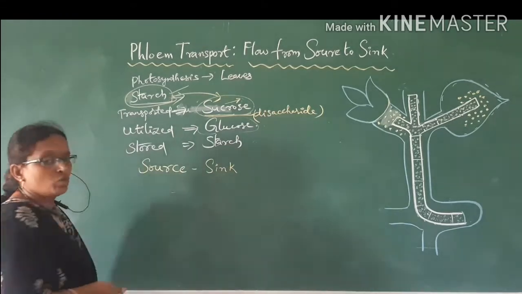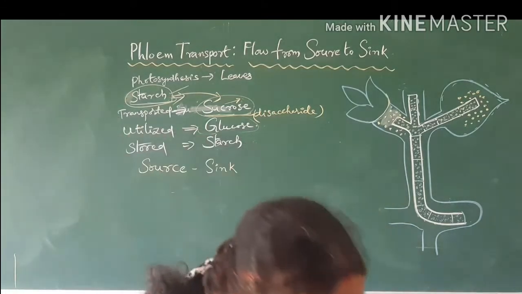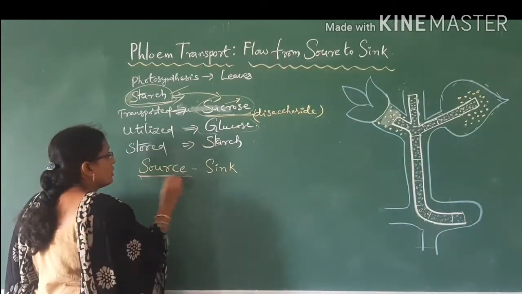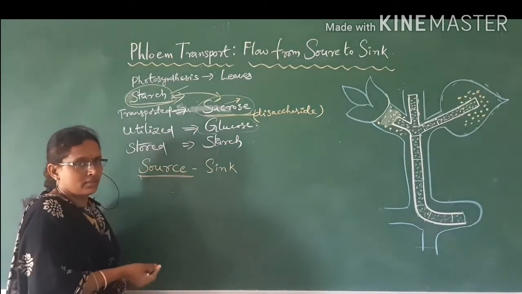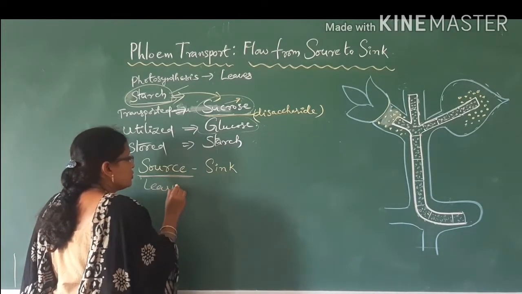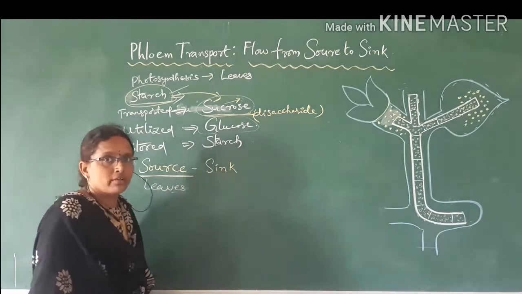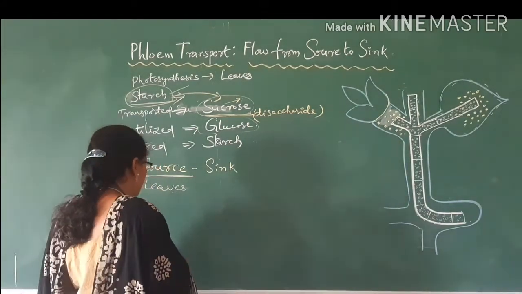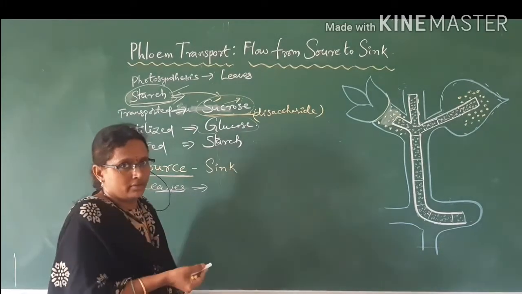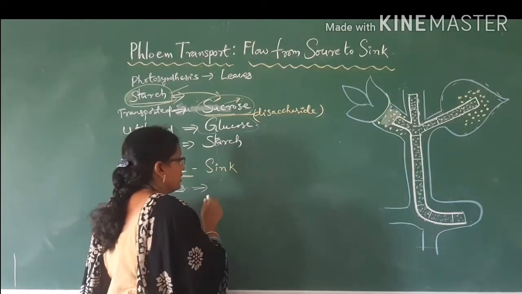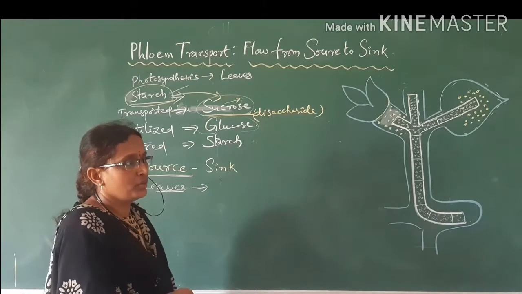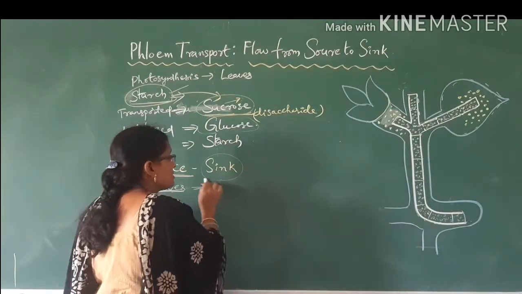Here two terms are there, source and sink. What is the source? Source is where the food materials are prepared, so that is the leaf. Leaves are our source. Where the food materials are prepared is the source, and where they are transported and utilized, all of those are called the sink.